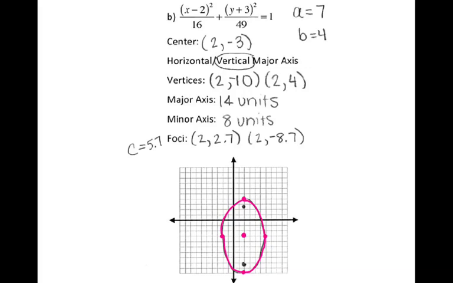So the length of your major axis is the length of the longer side of your ellipse. So this entire length is 14 units. The minor axis is your shorter side, so this entire length is 8 units.